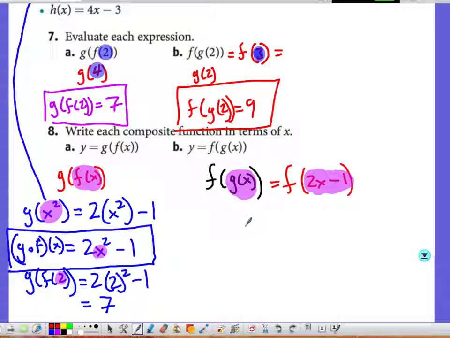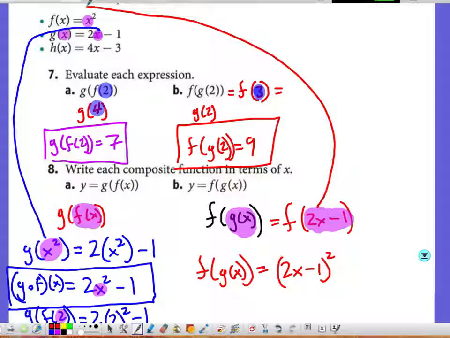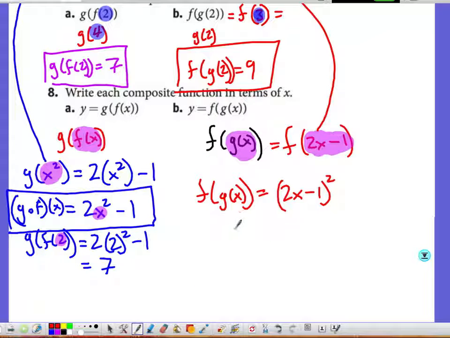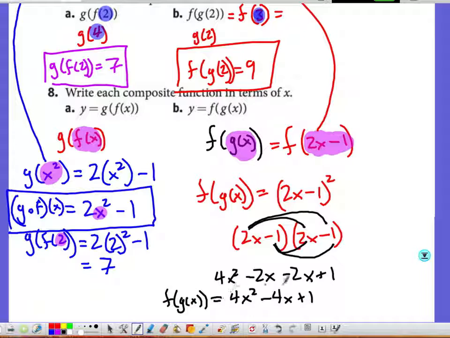Plug it into the variable, and so my function is x squared, and so f of g of x is equal to 2x minus 1 squared. I took this and I plugged it in for x. And this is what we get. Now we can simplify this by distributing, so we have 2x minus 1 times 2x minus 1. We distribute the 2x times 2x, which is 4x squared. 2x times negative 1, which is minus 2x. Then we distribute the negative 1 times 2x, which is negative 2x. And the negative 1 times negative 1, which is plus 1. Combine like terms, so we have 4x squared minus 4x plus 1. This is my composite function f of g of x.